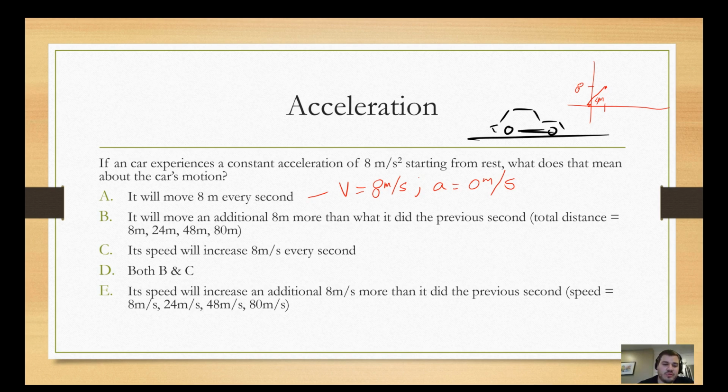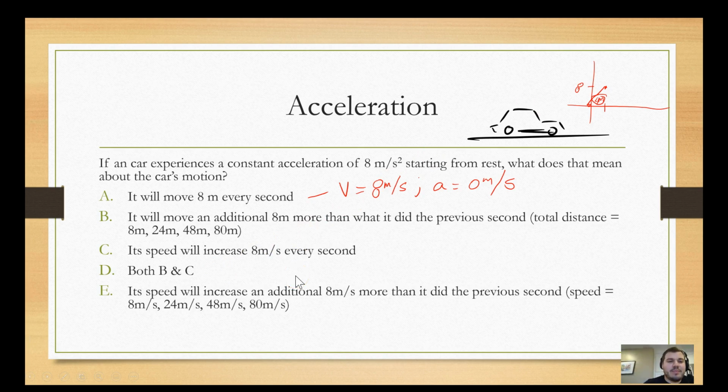So option 2 then says it will move an additional 8 meters more than what it did in the previous second, and says that the first displacement will be 8, and that we just covered is not true again, right? We're only going to cover 4 meters.